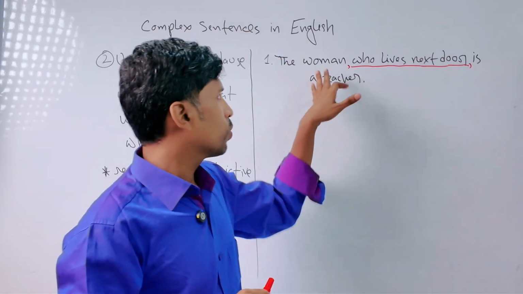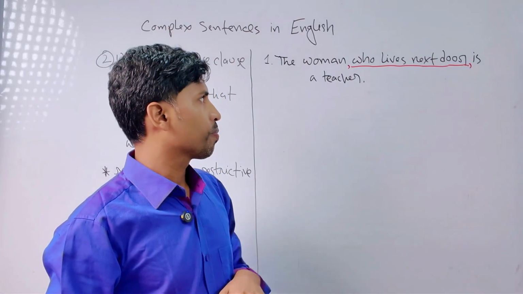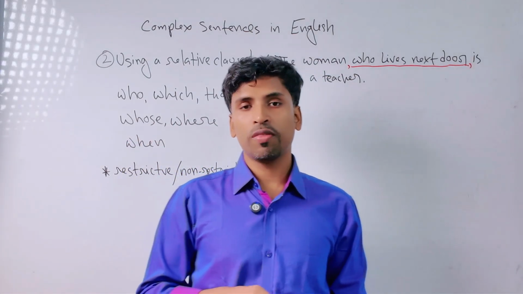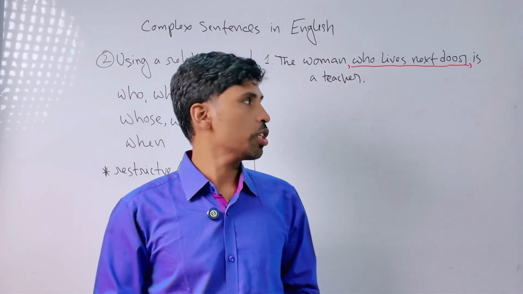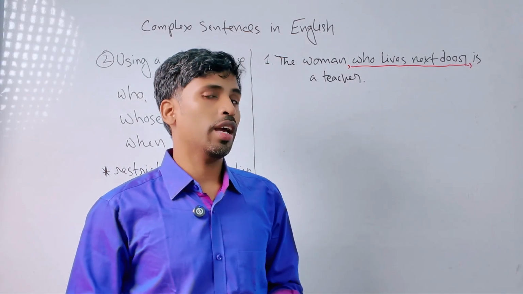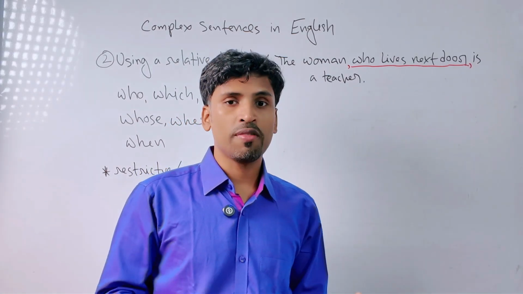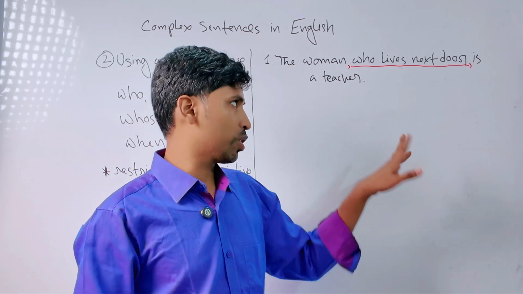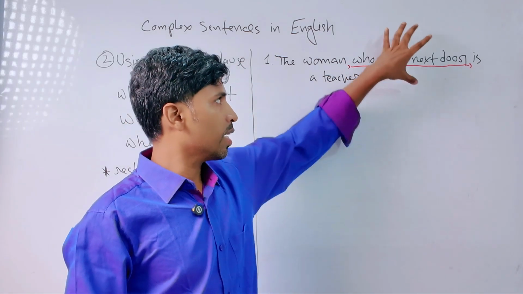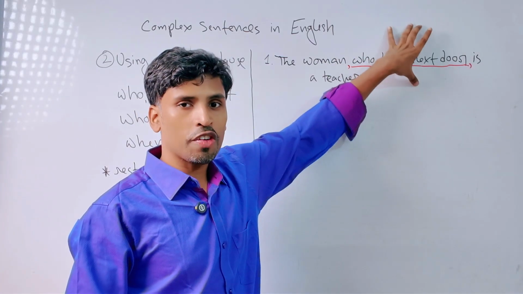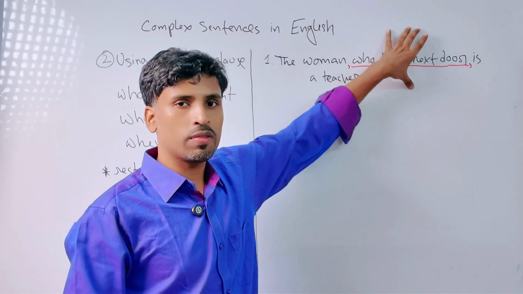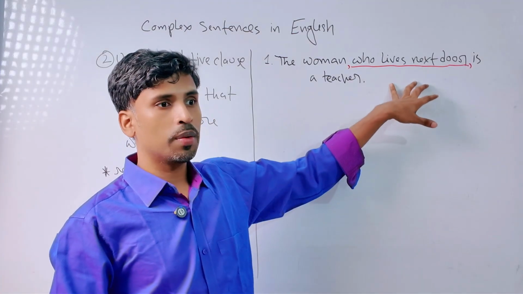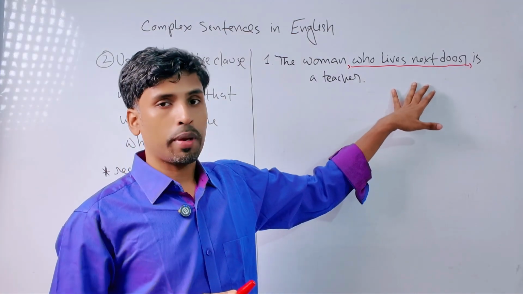Okay, so the woman is a teacher. So we are talking about one specific woman. The woman is a teacher, and just one fun fact or one additional piece of information is that the woman lives next door. So that is a non-restrictive clause. A non-restrictive clause will have commas, either one comma or a pair of commas.